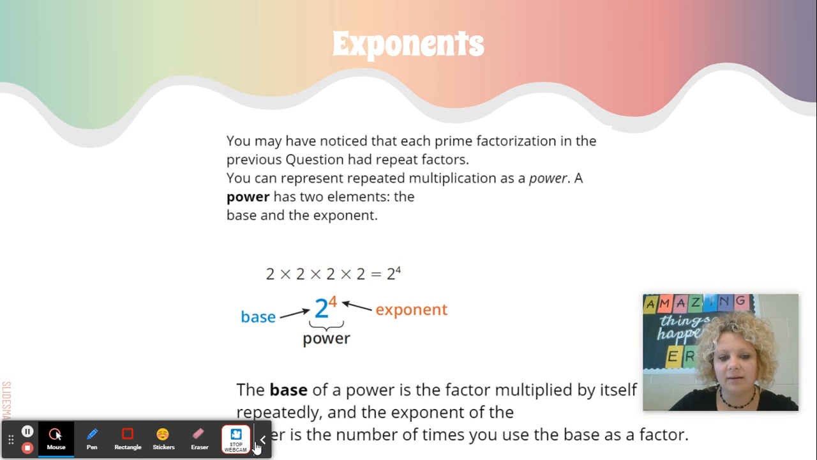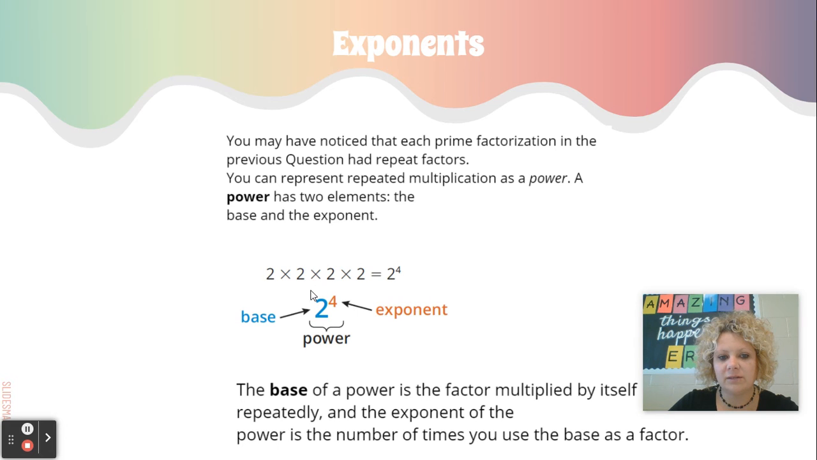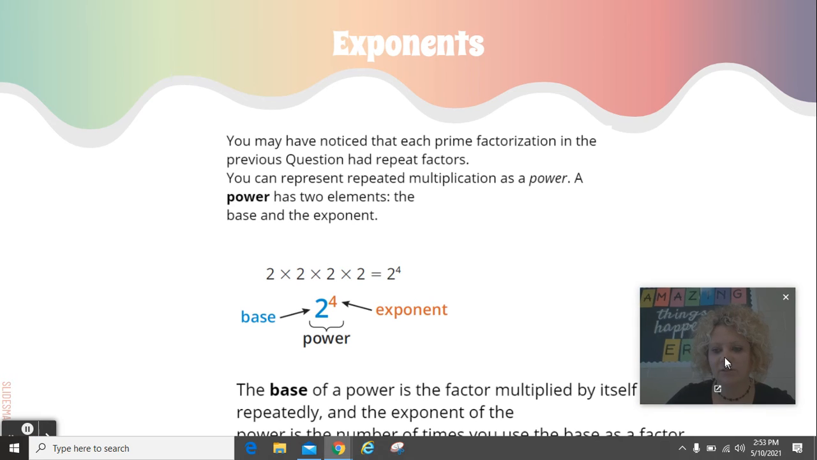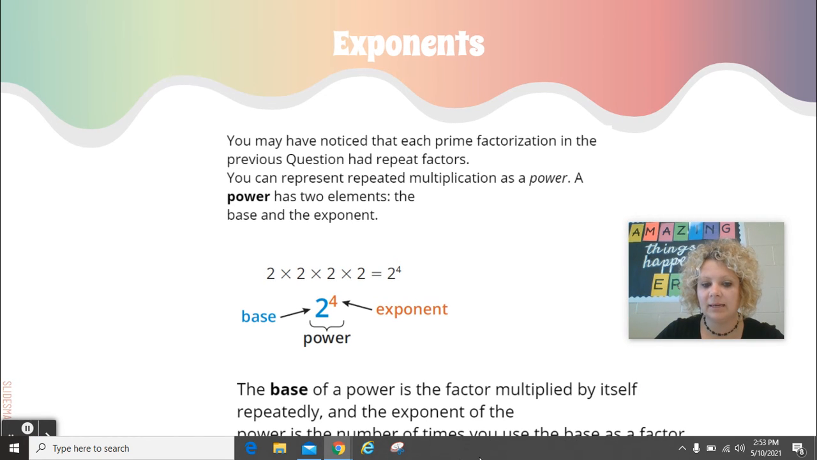So if we look here, we have 2 times 2 times 2 times 2. We can rewrite it as 2 to the 4th power. So 1, 2, 3, 4, 2 to the 4th. This is the base right here, the 2. The exponent is right there. And the whole thing is the power. The base of the power is a factor multiplied by itself repeatedly, and the exponent of the power is the number of times that you use that base factor.